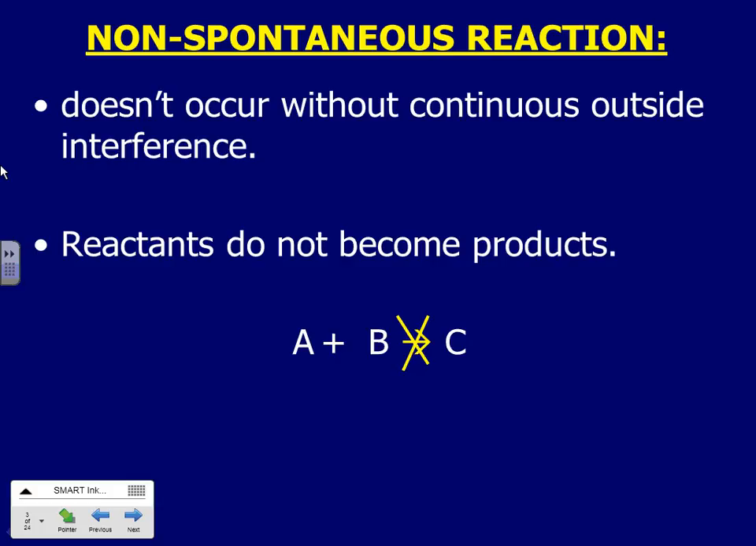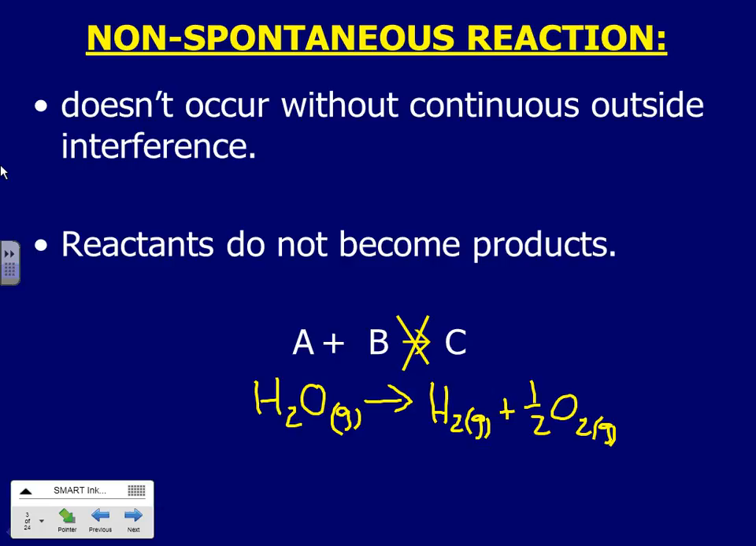A non-spontaneous reaction example is just the opposite of what I used as my example for spontaneous. Right now in the air in this room, there's water vapor, right? There's some humidity. That means that in the air right now, there is H2O gas. And that H2O gas is not spontaneously breaking down into H2 gas and O2 gas. It's just not happening.